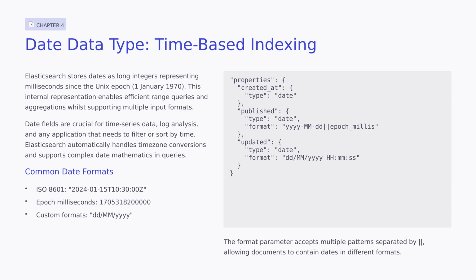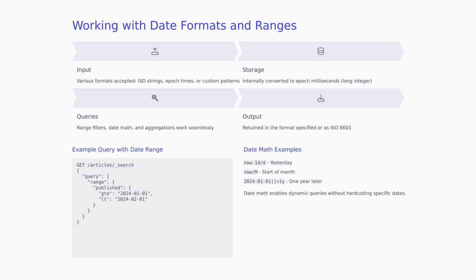Time to unlock the power of time-based indexing in Elasticsearch. Welcome to the world of handling date formats and ranges in your data operations. Dates can be input in various formats like ISO strings, epoch times, or even custom patterns. Internally, they are converted to epoch milliseconds for efficient storage and querying. You can seamlessly filter, perform date math, and aggregate data based on date ranges. When it comes to output, results can be returned in the specified format or as ISO 8601 for consistency.